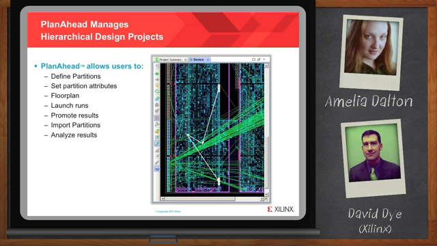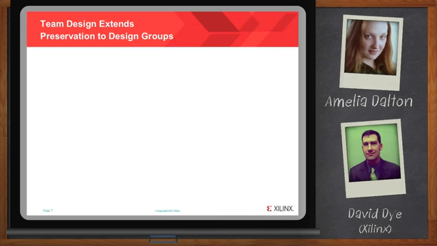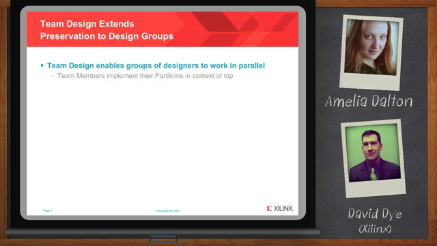So how does team design compare to design preservation? What's different? That's a good question. Team design extends the capabilities of design preservation to support parallel processing. In a typical use case, this means that multiple team members can implement their portions of a design independently. They can write new code, synthesize, run place and route, all without having the full design be complete or even present. Black boxes are used for missing partitions, and the tools understand that these partitions cannot be trimmed away. One difference from design preservation, though, is that floor planning is required.